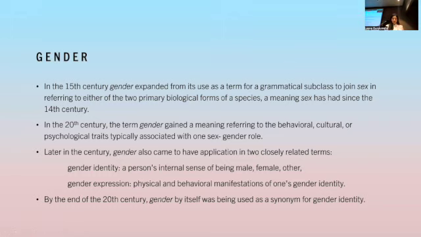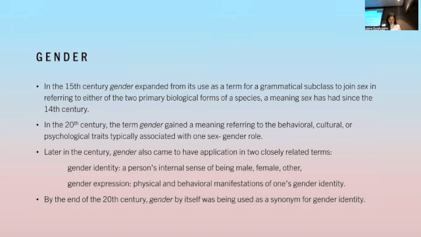So I'd like to start by going over some terminology. So what is gender? According to Merriam-Webster, the dictionary, the term gender used to be used solely to denote a grammatical subclass. In the 15th century, the term gender expanded from this use to join the term sex in referring to either of the two primary biological forms of a species. This is a meaning that the word sex has had since the 14th century. In the 20th century, the term gender gained another meaning, referring to the behavioral, cultural, or psychological traits typically associated with one sex. This is what we think of today as gender role.